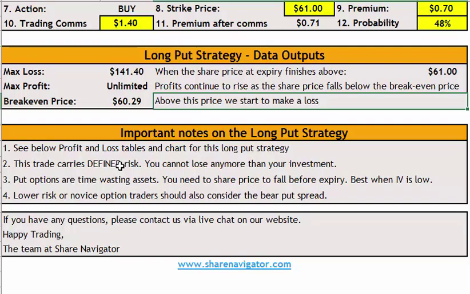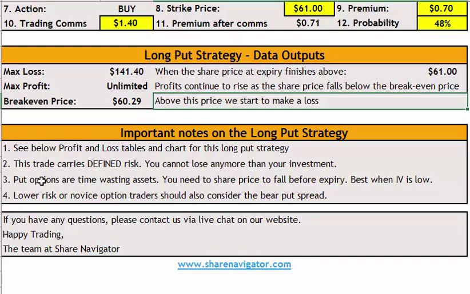So a defined risk trade is you know exactly what you're going to lose when you place the trade. Undefined risk means you don't know what you're going to lose. Losses can continue to accumulate if the trade goes wrong. So the good news here is that this trade is defined risk. You cannot lose any more than your investment.